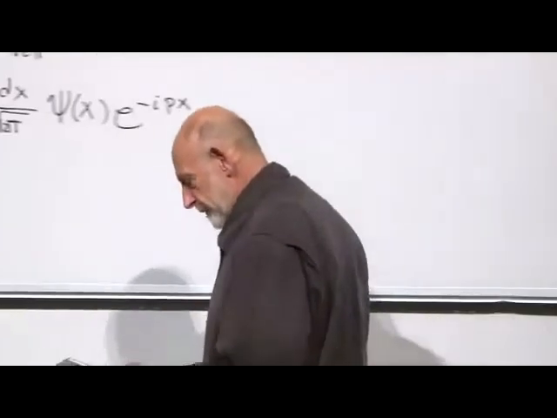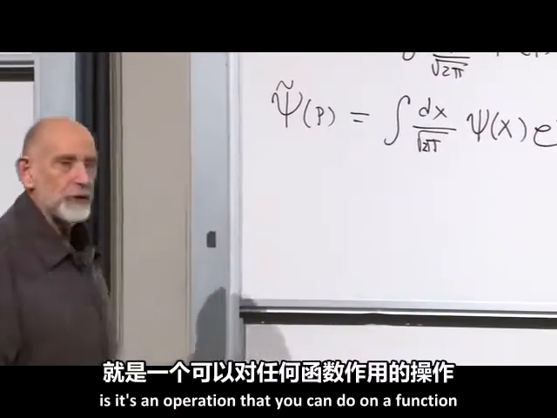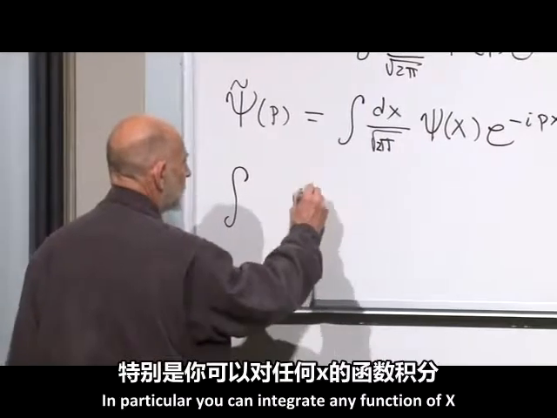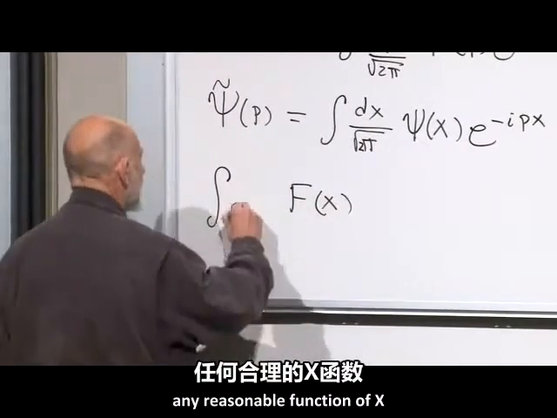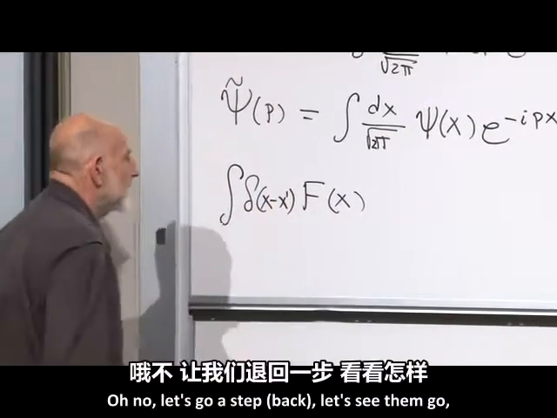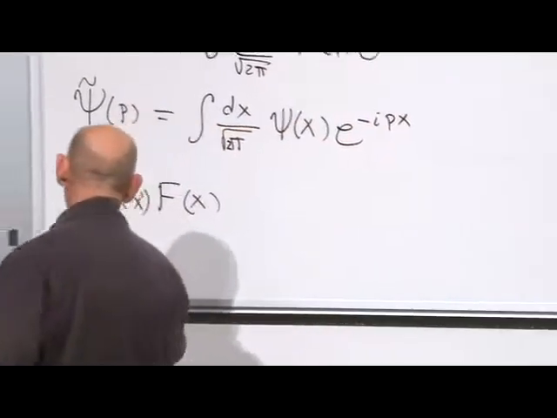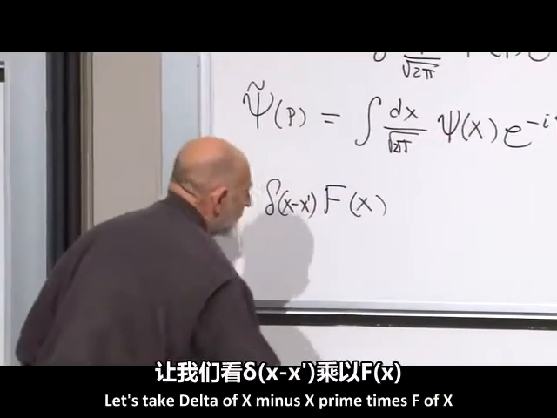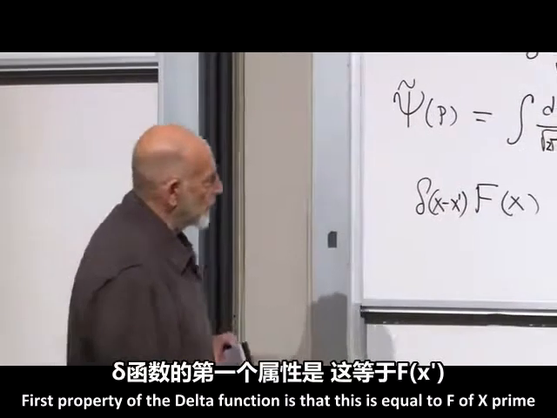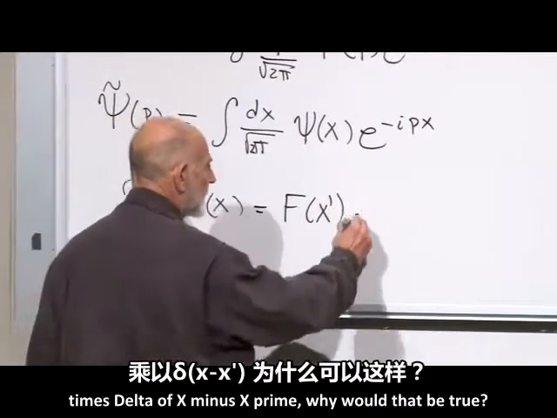Okay, properties of a delta function. The first thing, and the way a mathematician would think about it, is it's an operation that you can do on a function. In particular, you can integrate any reasonable function of x with a delta function, delta of x minus x prime. Oh, no, let's not even do that yet. Let's take delta of x minus x prime times f of x. First property of the delta function is that this is equal to f of x prime times delta of x minus x prime.